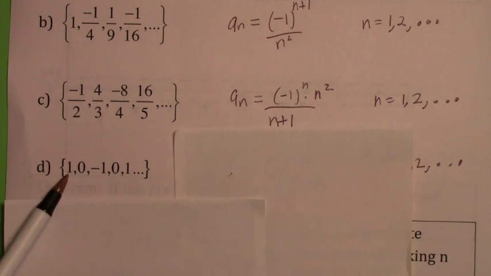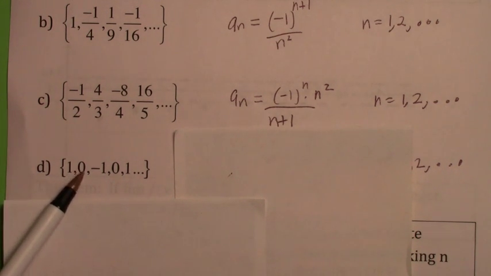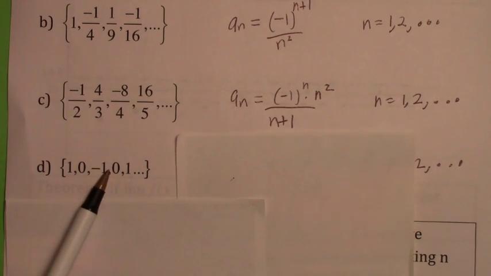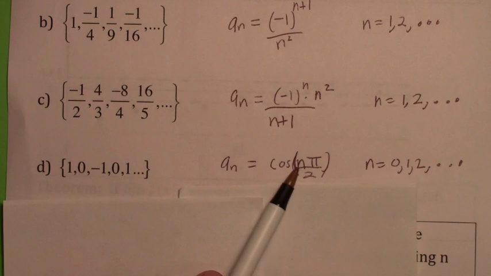It reminds me of a trig function. That's 1, then it's 0, then it's negative 1, then it's 0. Does this remind you of cosine? So you have to play around with it, but this might work. Cosine of n pi over 2.